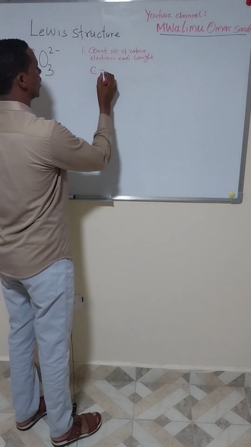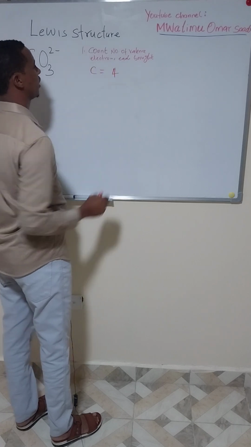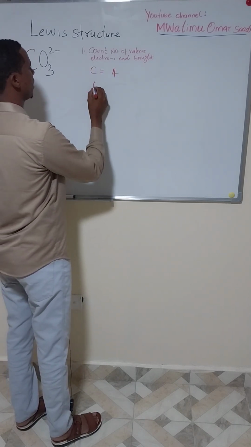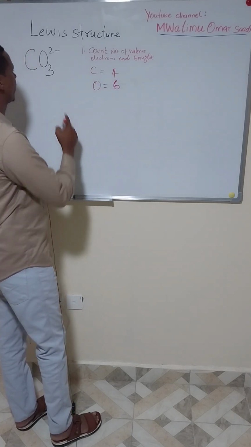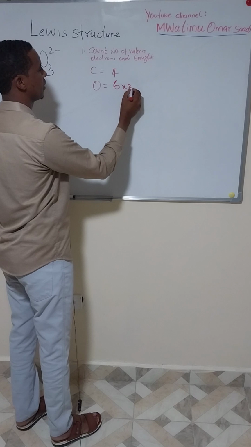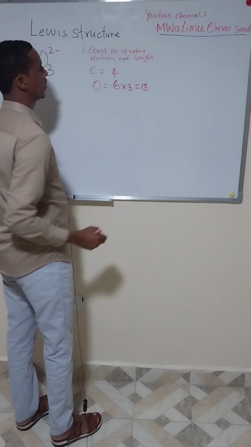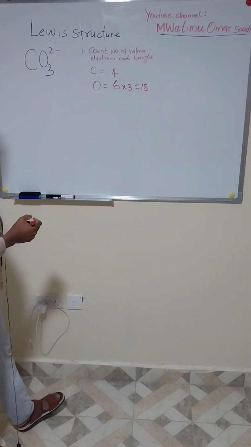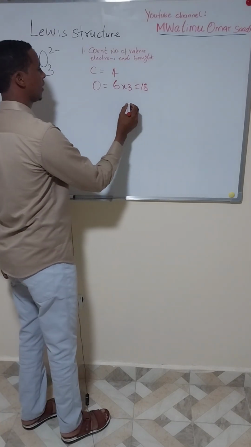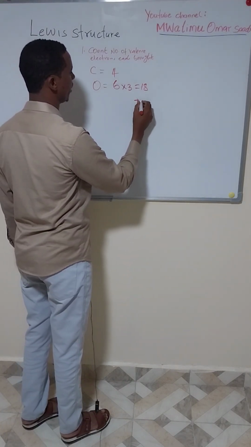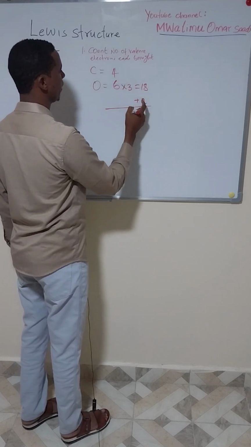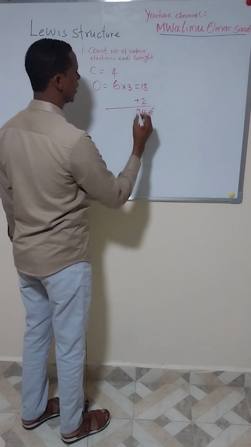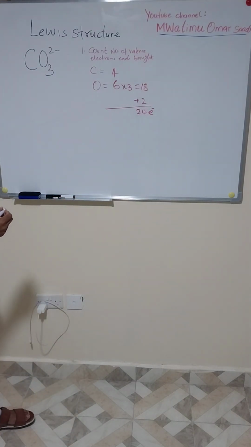Carbon has 4 valence electrons, so carbon brought 4 electrons. Oxygen has 6 valence electrons, and there are 3 atoms of oxygen, so you multiply by 3, which gives us 18 electrons. Then you add the charge, which is 2, so we have a total of 24 electrons. Those are the valence electrons the carbonate ion has.